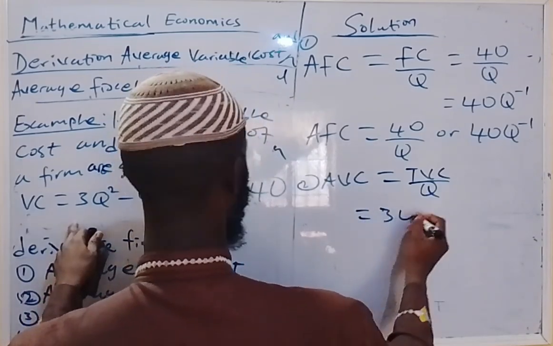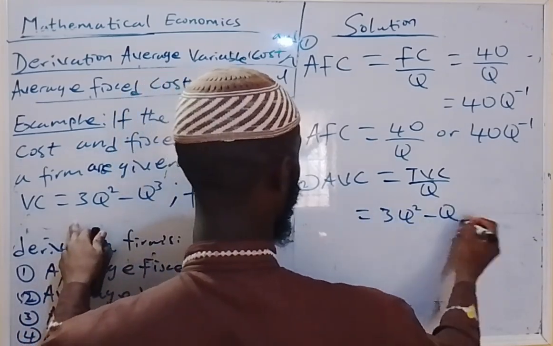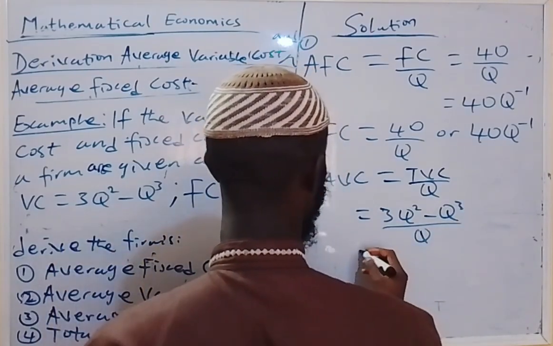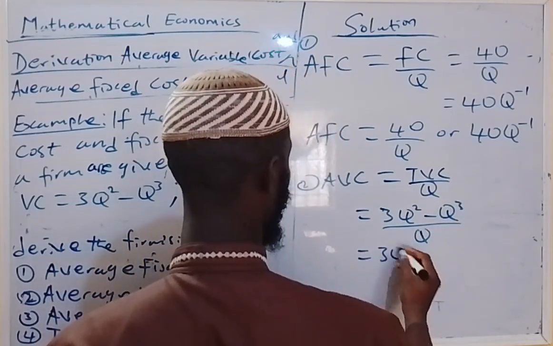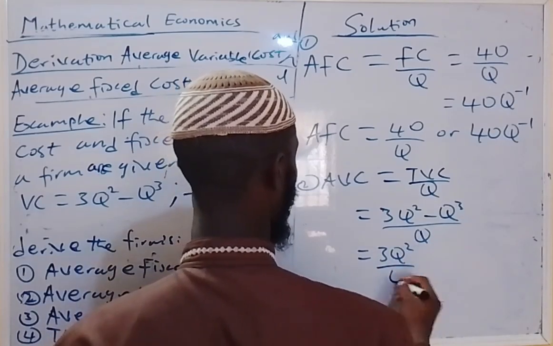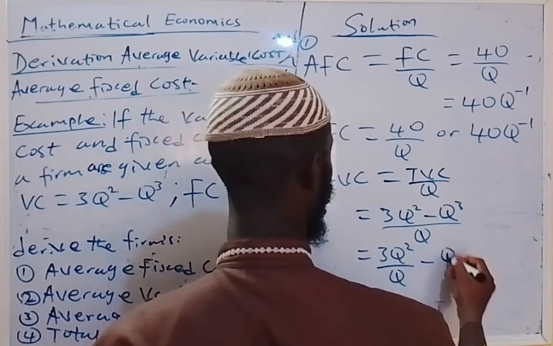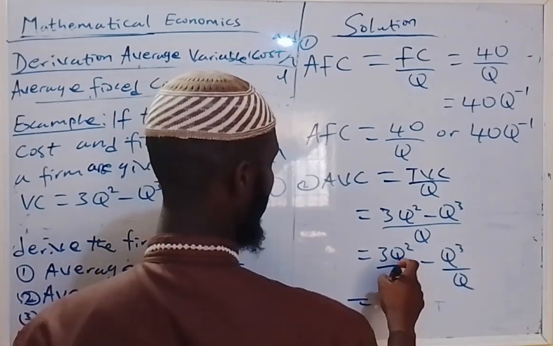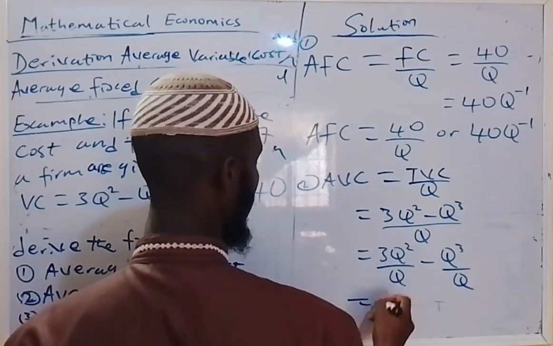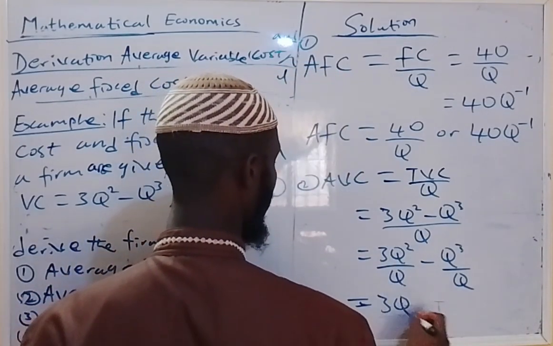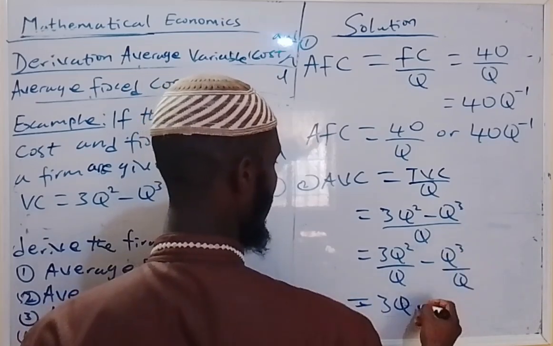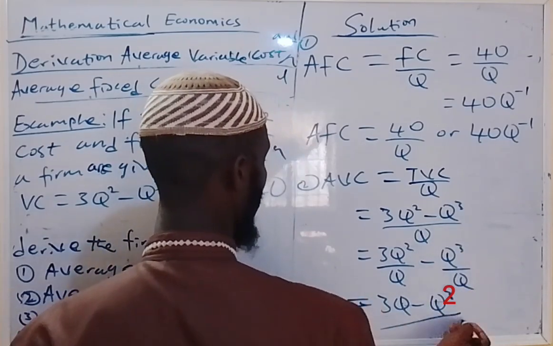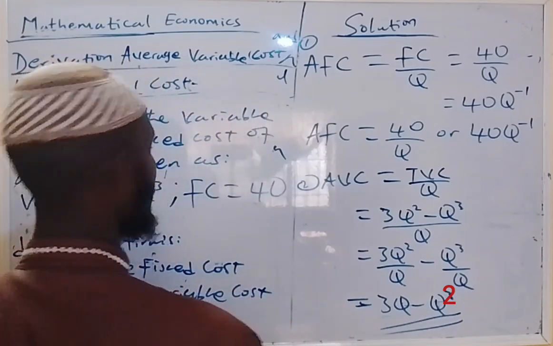Variable cost is 3Q squared minus Q raised to 3, divided by Q. Then we can split that: 3Q squared over Q minus Q raised to 3 over Q. This Q counts one of the Q's here, so we have 3Q left. This one counts one of the Q's, so we have minus Q squared. So this is average variable cost.